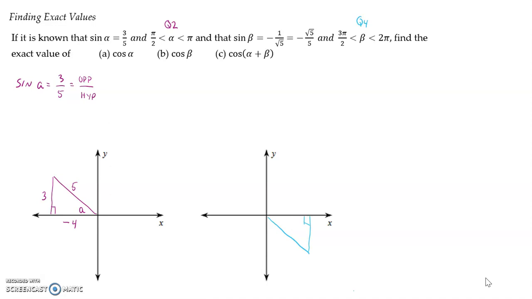And we were given some information about sine of B. We have two ways that it's written: -1 over radical 5, or if we rationalize it, negative radical 5 over 5. Use whichever one is your preference. I'm going to use the first one, the -1 over the radical 5.